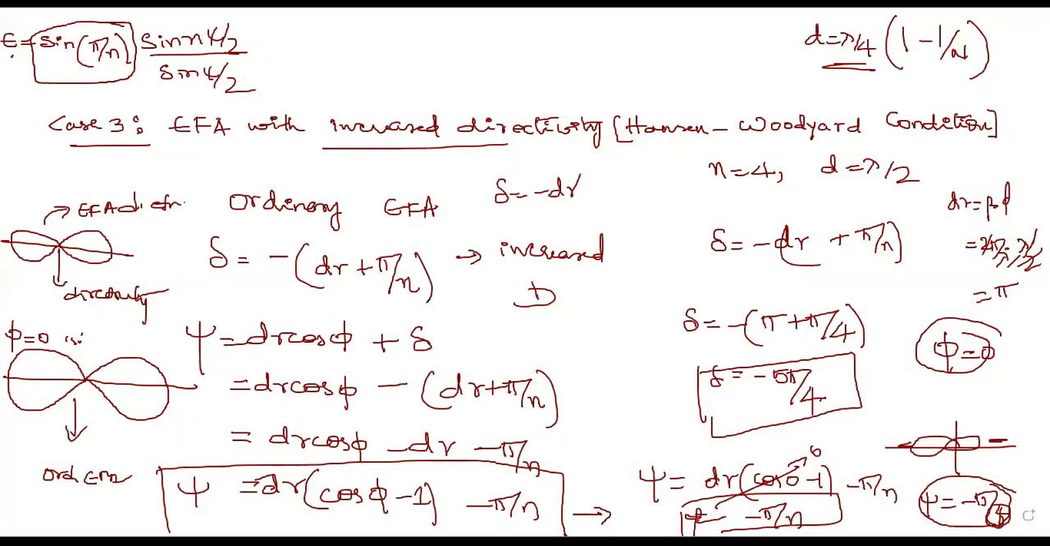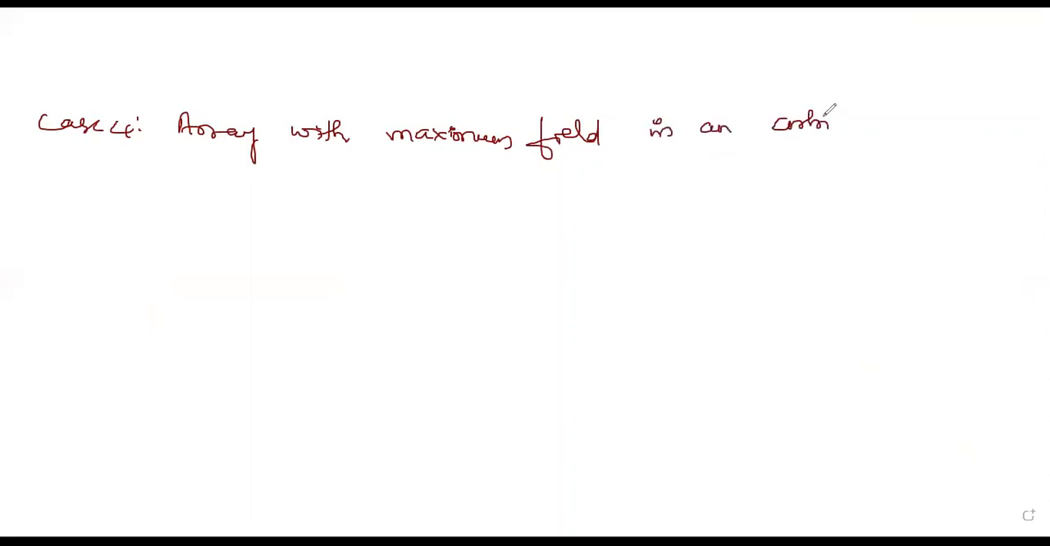Moving on to the fourth case. The fourth case is array with maximum field in an arbitrary direction, or it is called a scanning array.